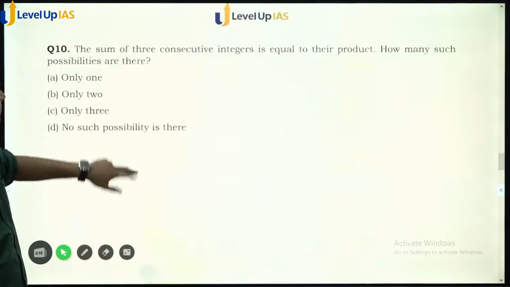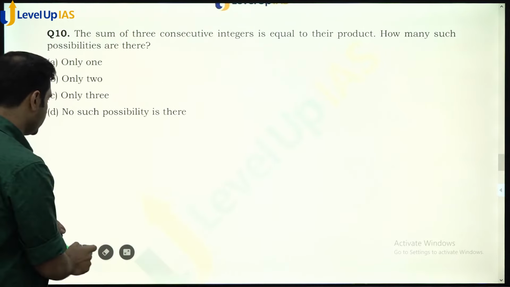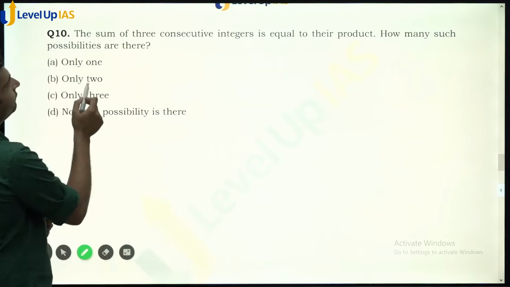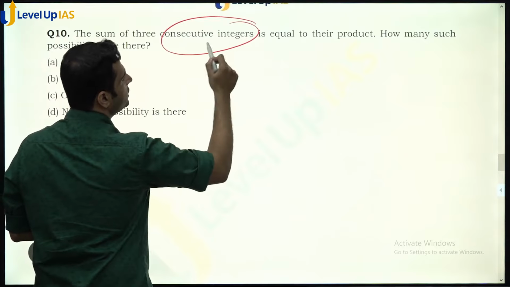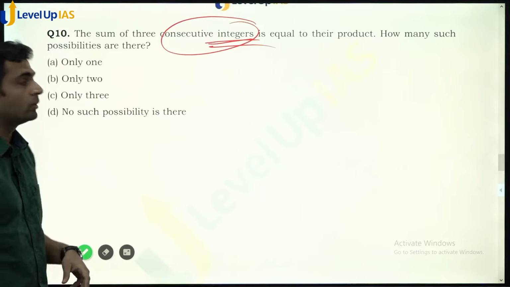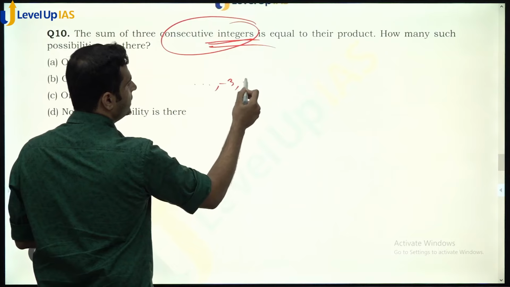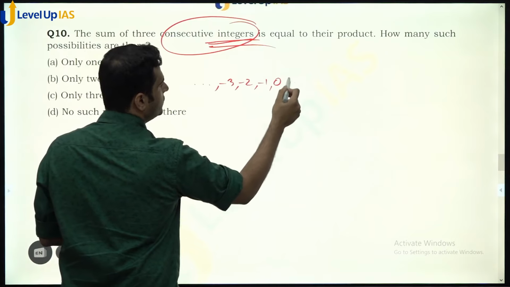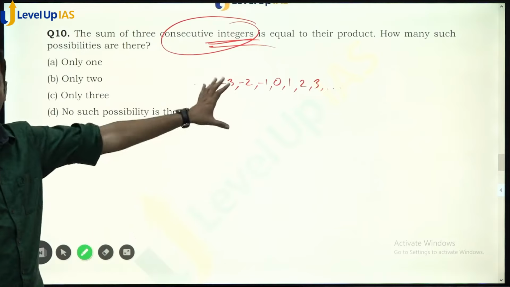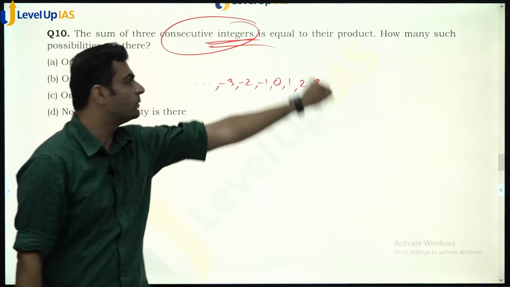Fine. Now see, this is a very peculiar question where the examiner's intent is to test if you know the integers. So what are integers? How are they different from natural numbers or whole numbers? Integers are all those numbers of the form -3, -2, -1, 0, 1, 2, 3 and so on. These are our integers. Now, what is given? Sum of 3 consecutive integers is equal to their product.